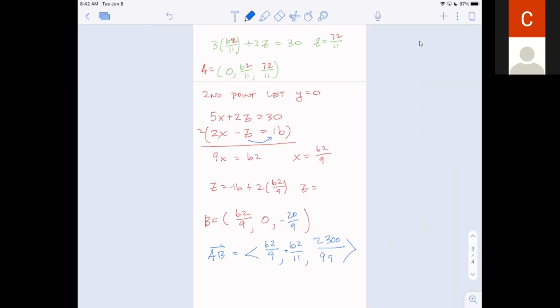So then when I subtract negative 20 over 9 minus 72 over 11, I'm going to get a different number. And that number I got was negative 868 over 99. Apologize for all the dumb mistakes.